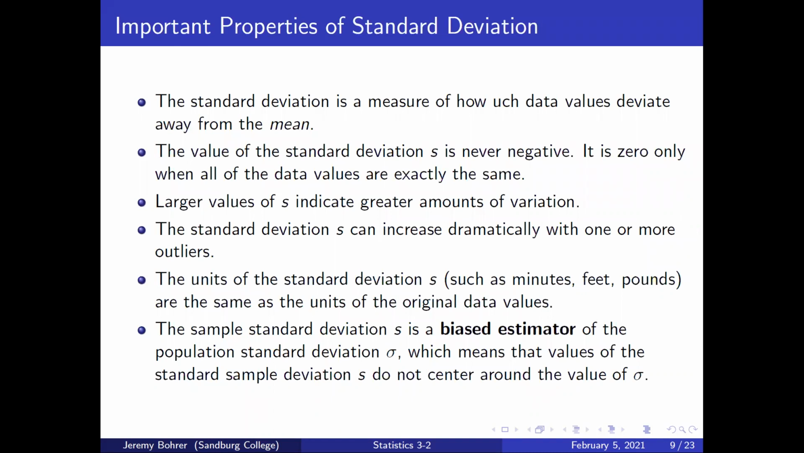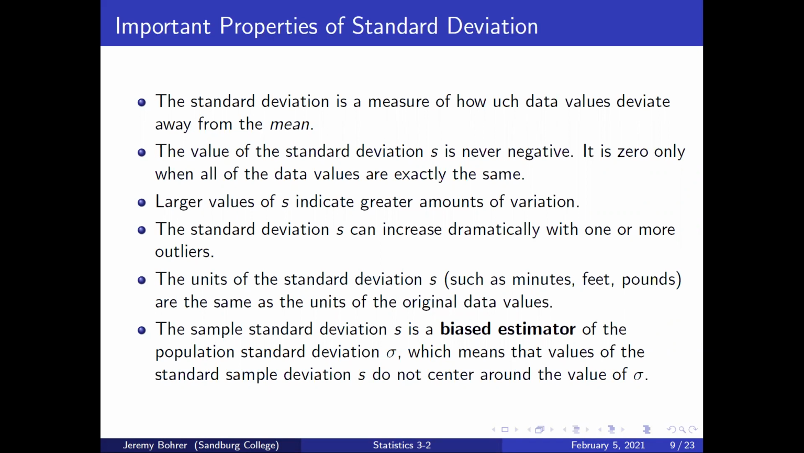Important properties of standard deviation. The standard deviation is a measure of how much data values deviate away from the mean. The value of the standard deviation, S, is never negative. It is 0 only when all of the data values are exactly the same. Larger values of S indicate greater amounts of variation. The standard deviation S can increase dramatically with one or more outliers.